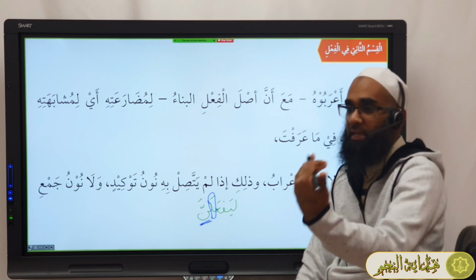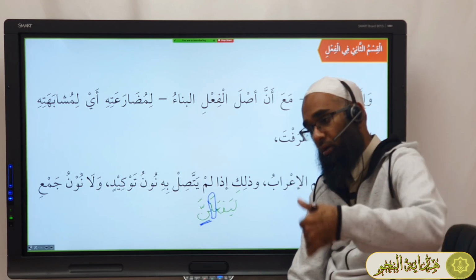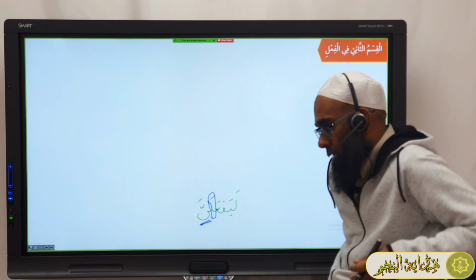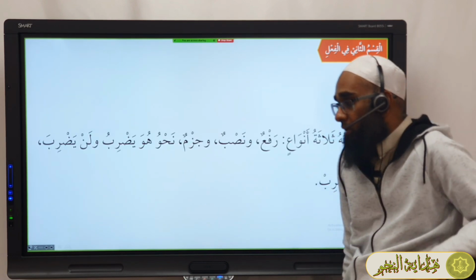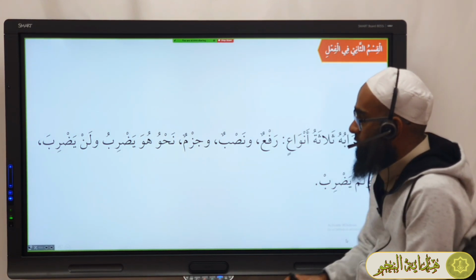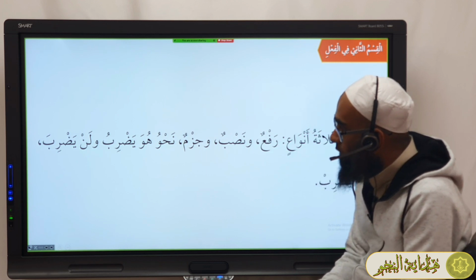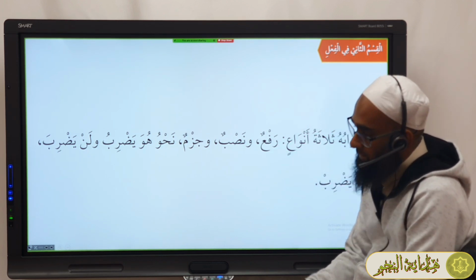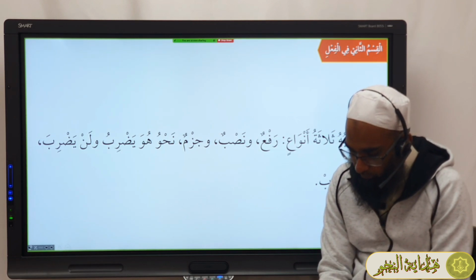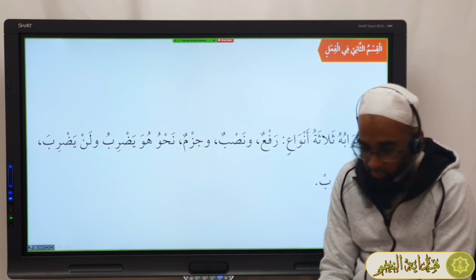And then based on this, the next section is going to be asnafu i'rabil fi'l al-mudari. He'll discuss the fi'l mudari's i'rab. Okay? وَإِعْرَابُهُ ثَلَاثَةُ أَنْوَاعٍ. It has three types of i'rab: رَفْعٌ وَنَصْبٌ وَجَزْمٌ. نحو هو يضرب ولن يضرب ولم يضرب. Understood? Yes? Any questions?